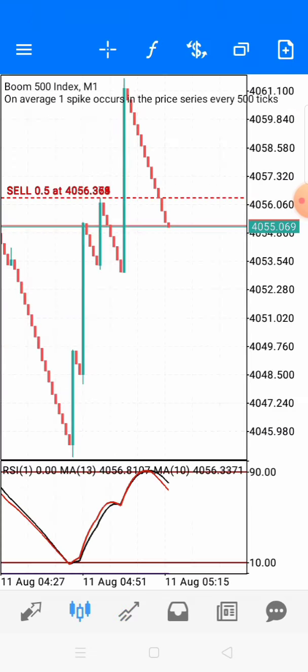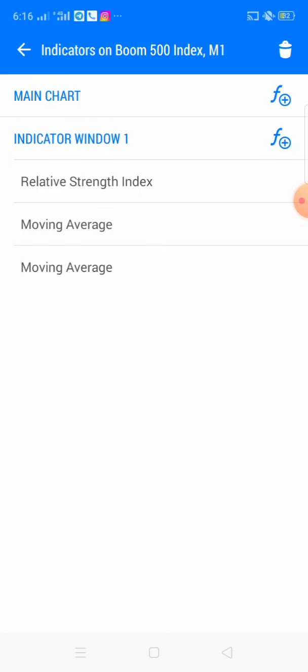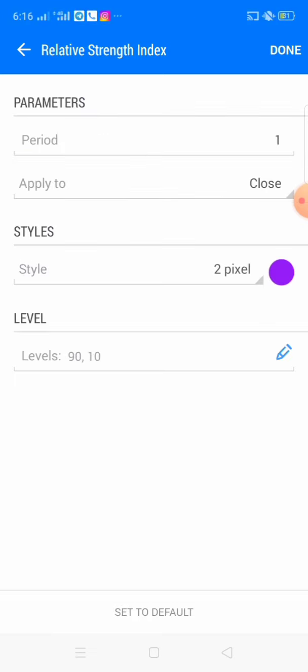So I'm just going to show you how to get these settings running. Okay, so I'm going to take you to the settings. As you can see, here is the relative strength index, the moving average, and the second moving average. So the settings for the relative strength index: the period is 1. You apply to close. The style is 2 pixel. I use purple. Then the levels are 90 and 10. You can just screenshot it or write it down. When you're done, you click on done.